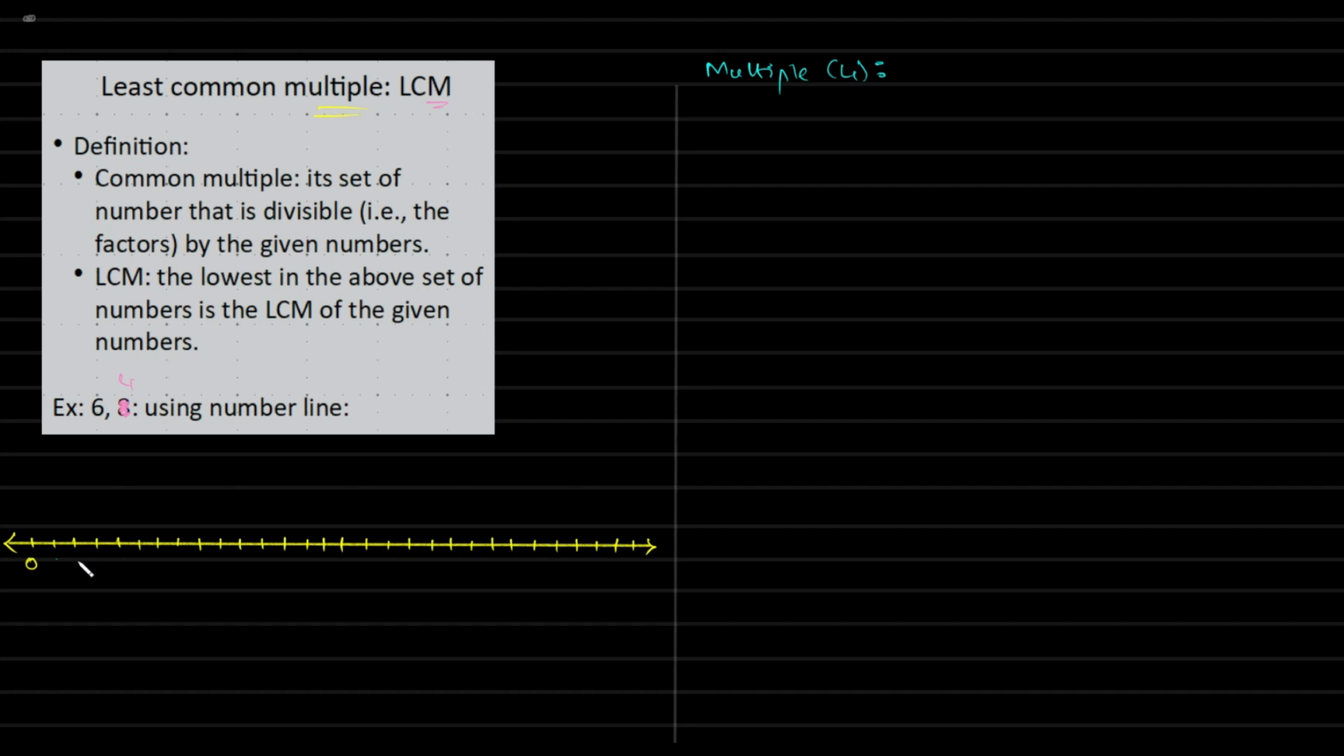It is 1, 2, 3, 4. 4 is the first multiple of 4, right? Then 5, 6, 7, 8, 9, 10, 11, 12. Then 13, 14, 15, 16, and so on and so forth.